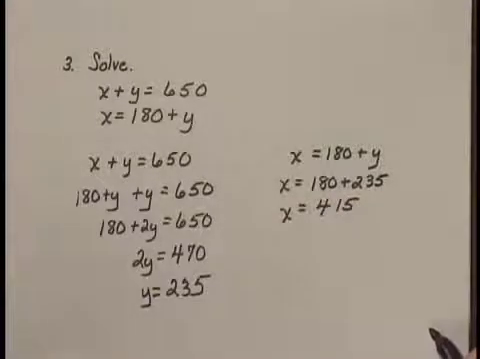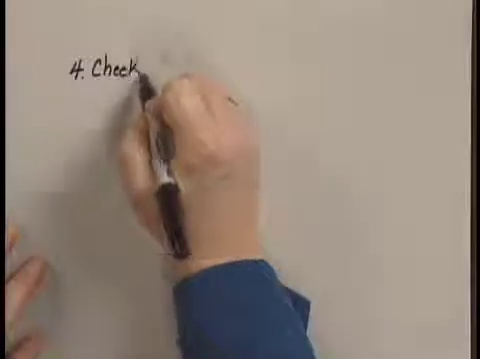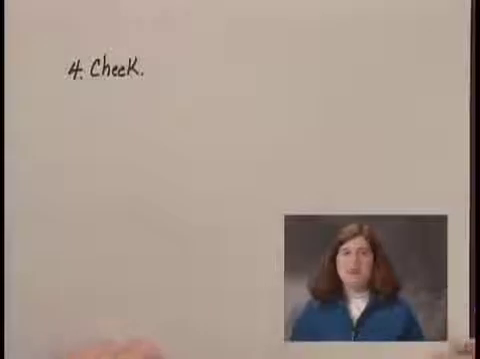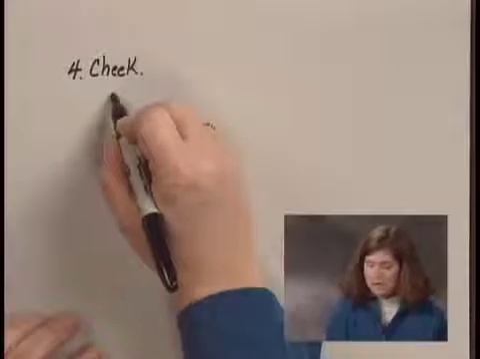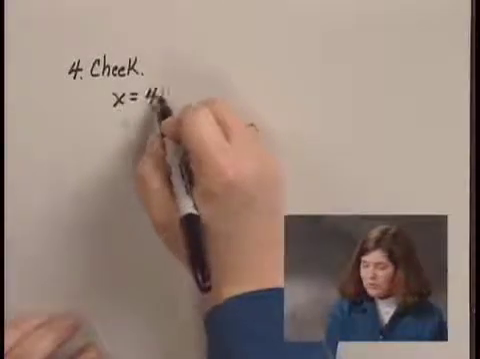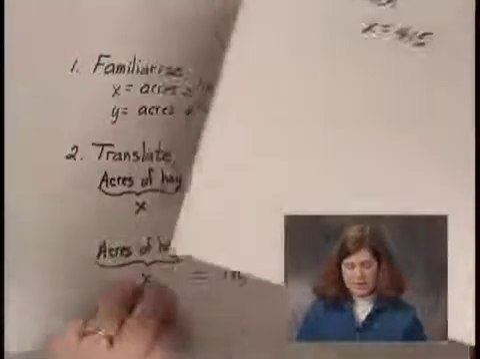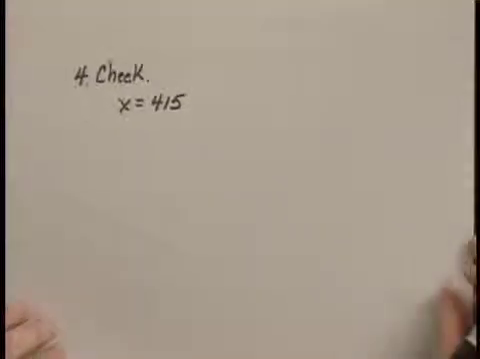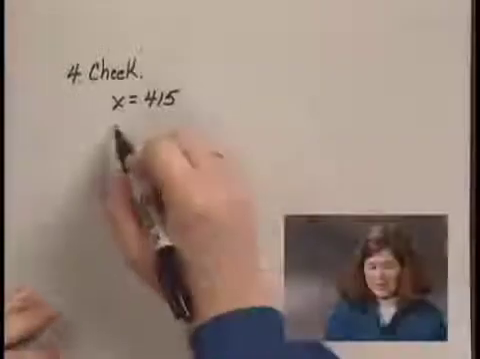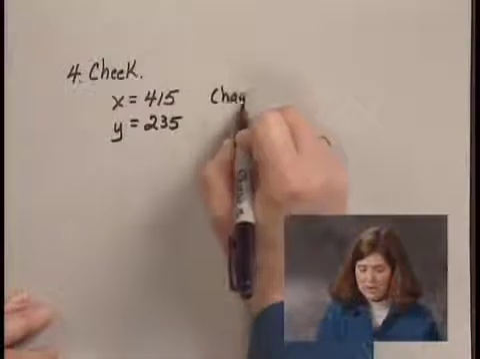Now before I state my answer, I need to move to the fourth step, which is check. It's important to check the answer looking back at the original problem. The original problem says that altogether there were 650 acres planted. Well, we had a possible solution of 415 acres, and here's where I want to go back and see what that stood for. X was acres of hay, and Y is acres of oats. So I should have 415 acres of hay and 235 acres of oats.